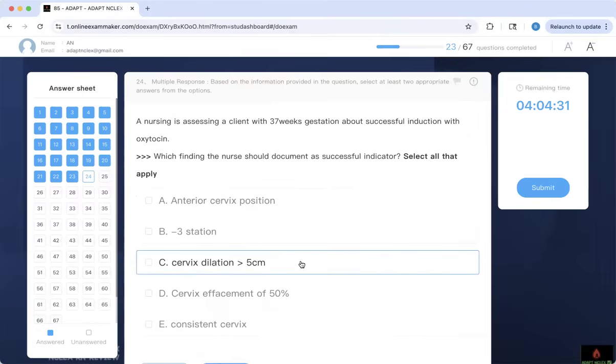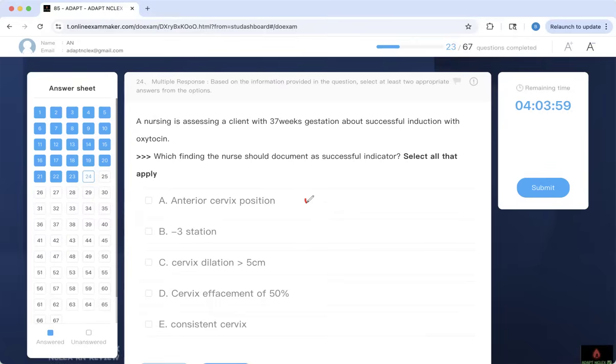24. And then she's assessing a client at 34 weeks gestation about successful induction with Pitocin. Which finding should the nurse document as a successful indicator? This is a hard question. It's called Bishop score. There are classic things about Bishop score that you have to know. It's a whole video, and I don't want you to watch a whole video. I will give you a few things you should worry about. That's what makes up each, and you get at least 2 points.